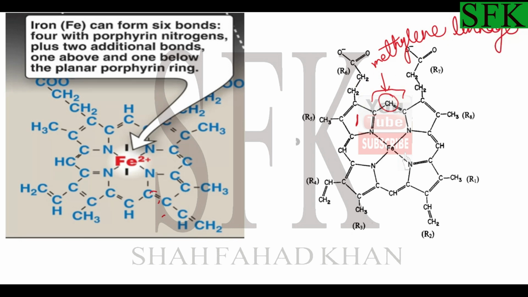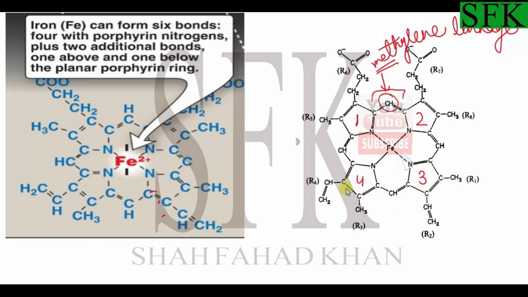Why is it called methylene? Because meth means one, and it contains only one carbon atom in this linkage. So this is a methylene linkage present between subsequent pyrrole rings. So this is a second pyrrole ring, then there is another methylene linkage, then a third pyrrole ring, another methylene linkage, and a fourth pyrrole ring. So these are the four pyrrole rings present in the tetrapyrrole ring structure.